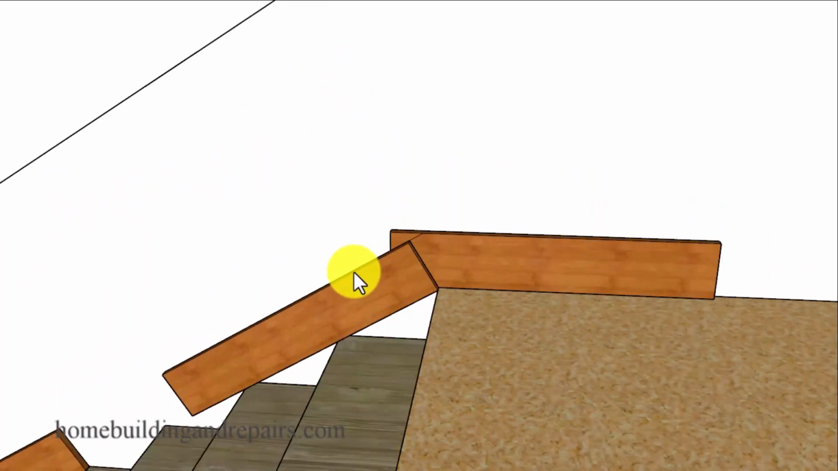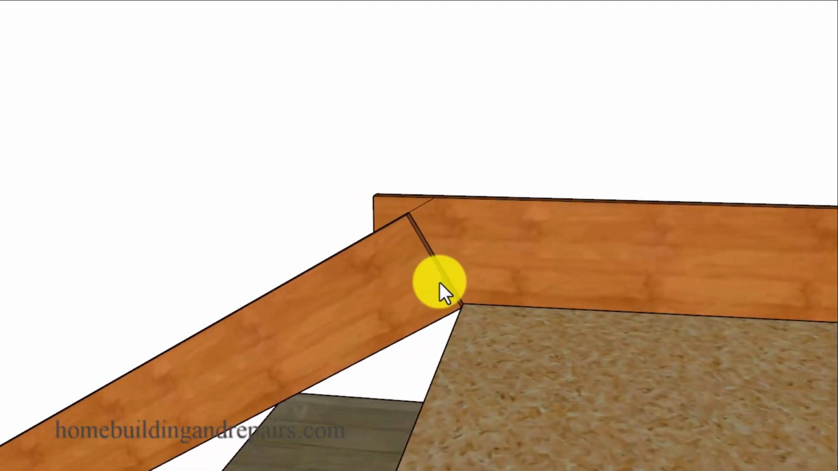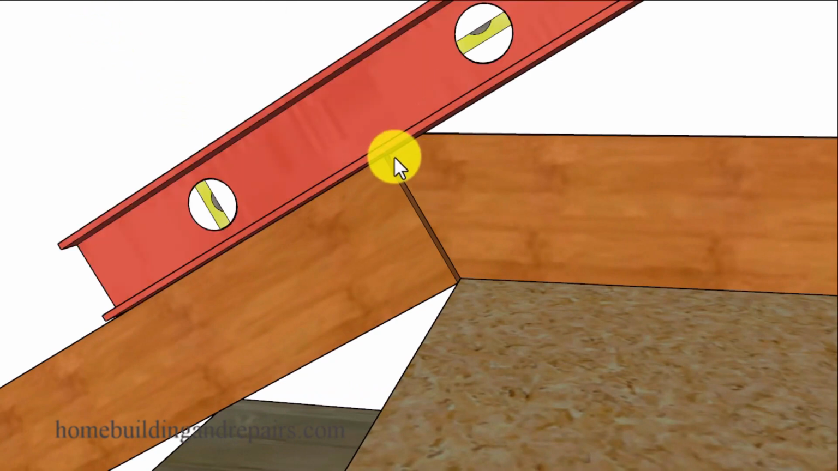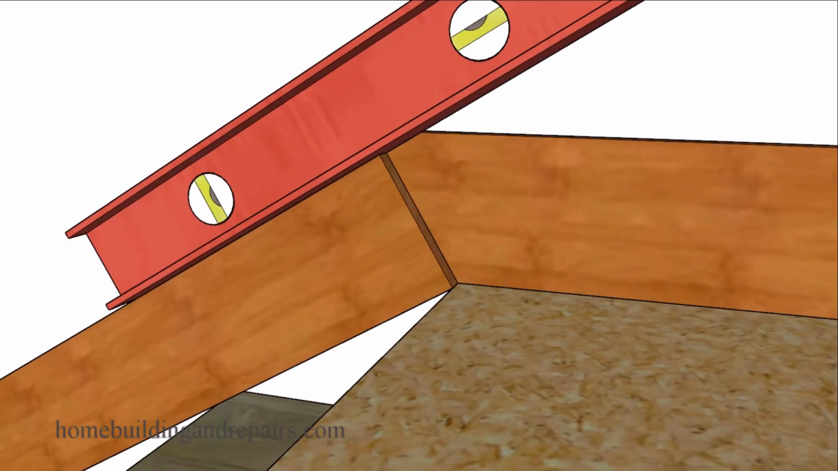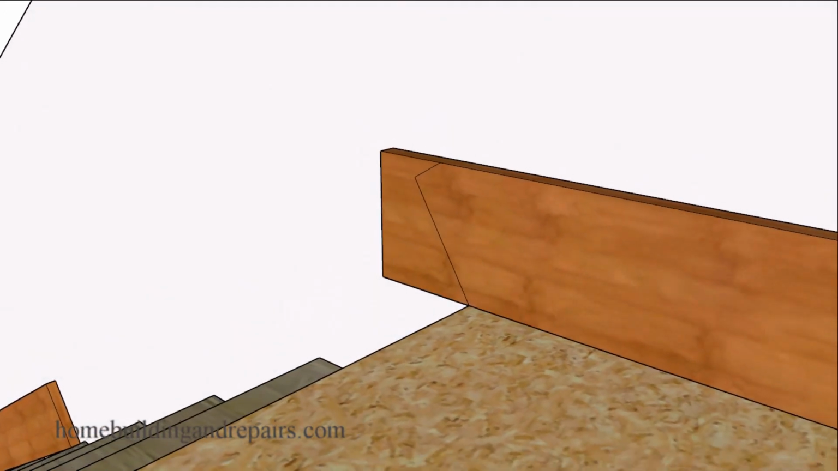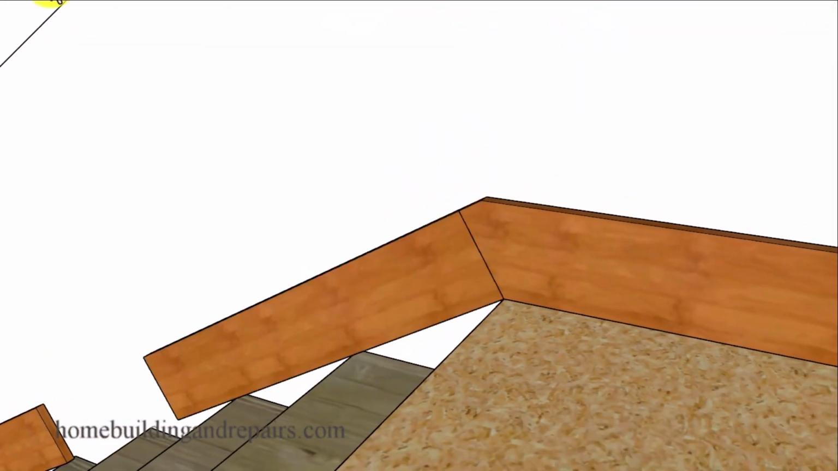Another type of detail would be to leave this one square and then mark this board over here. And you could always put a straight edge on top so that you can make your mark here. And of course, since this is square, you're going to be able to make a mark right here so that you can cut the board and end up with this type of detail right here.